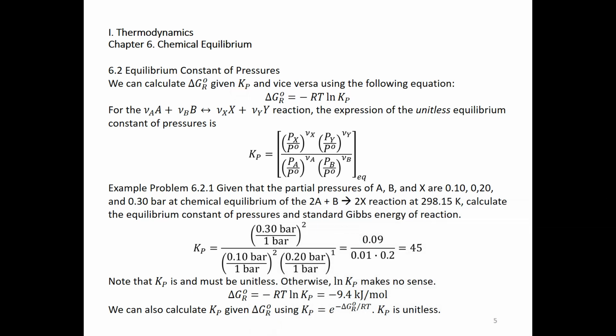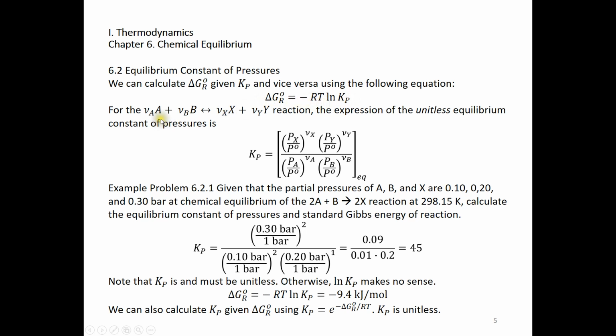Chapter 6 Chemical Equilibrium. Section 6.2 Equilibrium Constants of Pressures. We can calculate the standard Gibbs energy of reaction given K sub P, the equilibrium constant of pressures, and vice versa. We can calculate K sub P given the standard Gibbs energy of reaction using this simple equation. The standard Gibbs energy of reaction is equal to negative RT times the natural logarithm of K sub P. We derived this equation in the previous section.